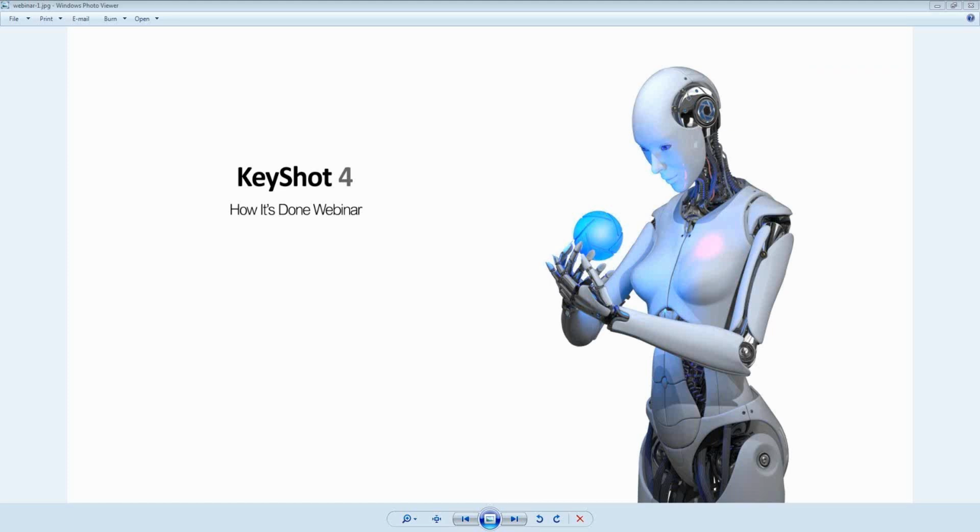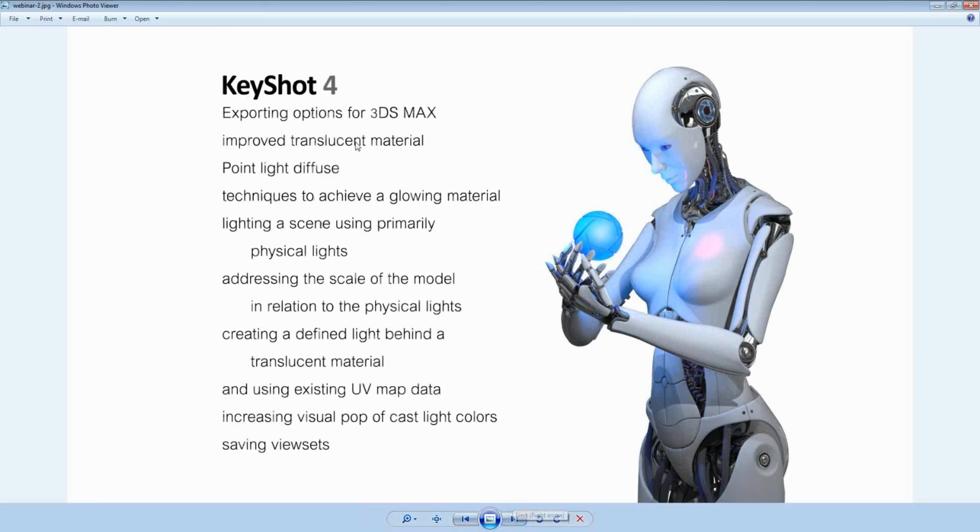So for today's webinar, we're going to focus on how to create this cyborg woman that we've been showing for our launch. You guys can see that. Some of the topics we're going to cover are exporting options for 3D Max, which might be kind of hard right now because we have to switch computers. This computer doesn't have 3D Max, but I'll walk you guys through it.